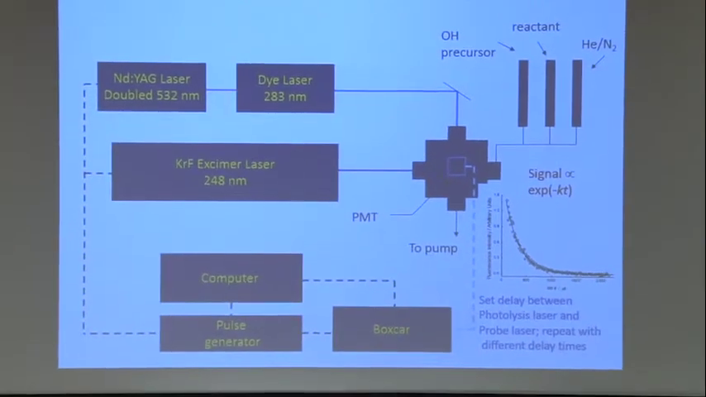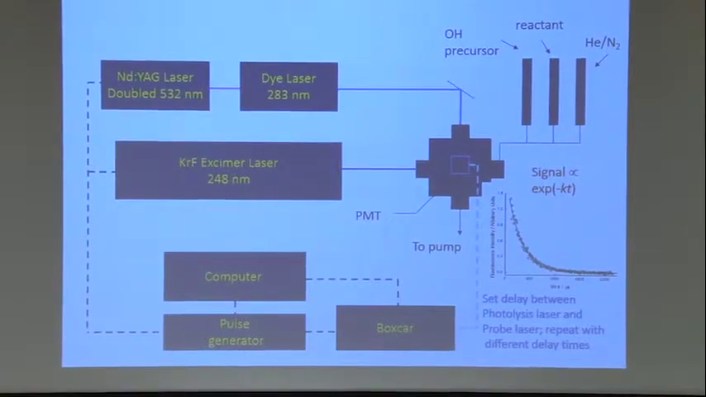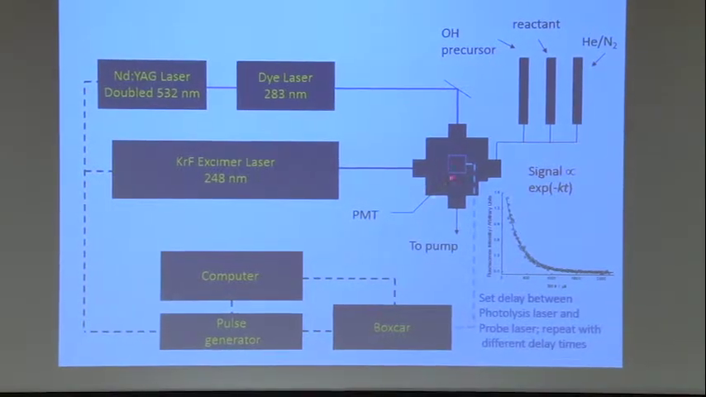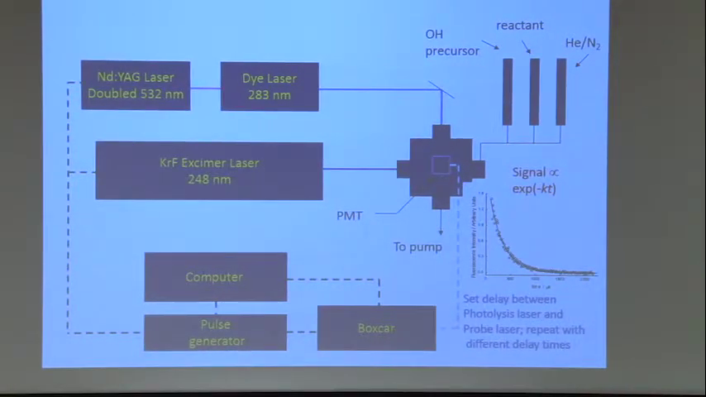And the intensity of that pulse of light coming out of this reaction cell gives us a measure of the hydroxyl radical concentration present at that time when this probe laser fired. And what we do is we change the time delay between these two lasers and build up a decay.